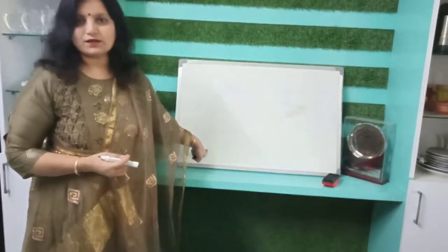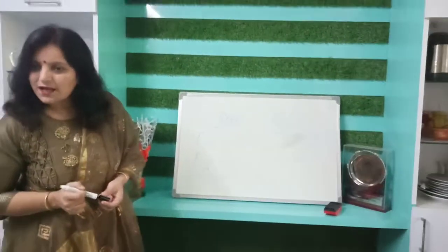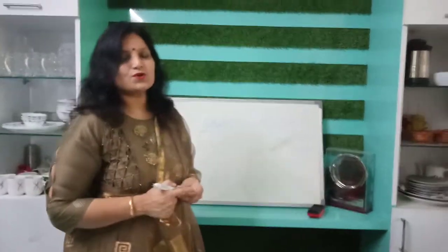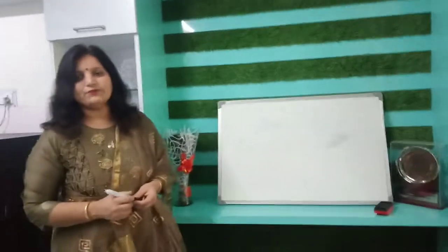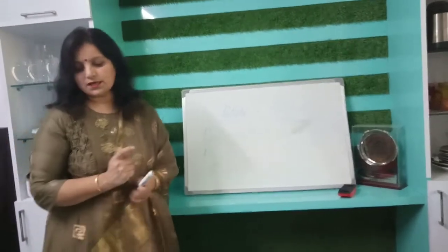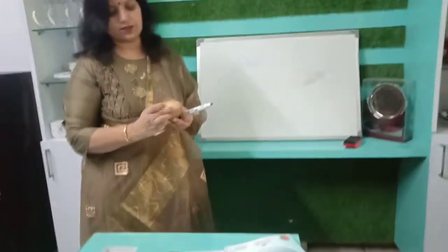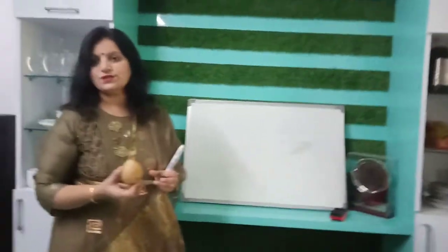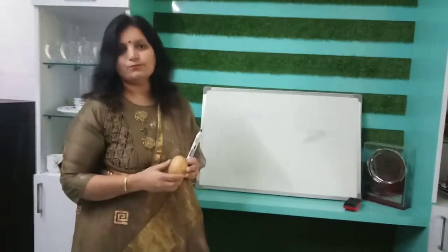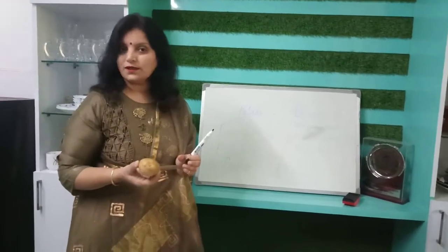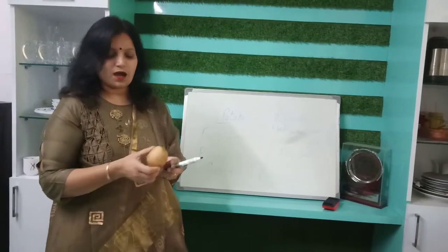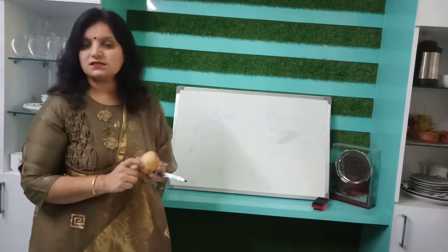Now the second part of the plant is stem. Now I will tell you which stem stores food in it. As you are able to see, this is a potato, and potato is a stem. Potato grows under the ground, but some students think that it is a root. It is not a root, it is a stem. Now I will tell you why it is known as a stem.